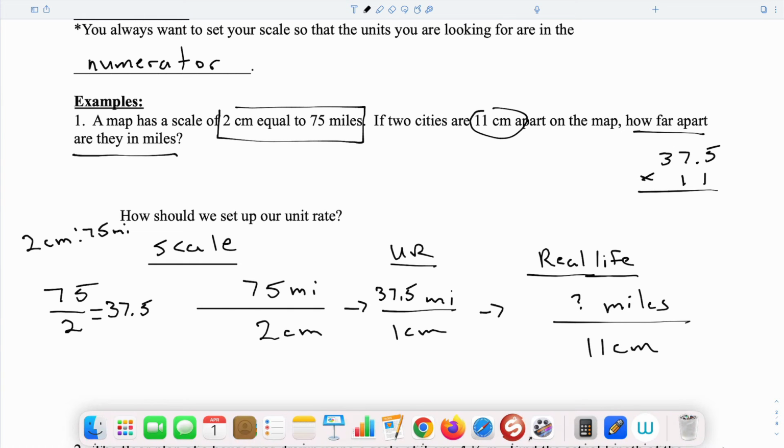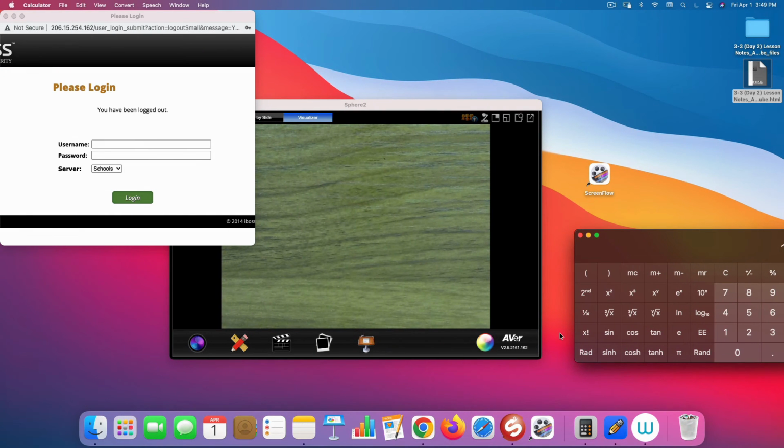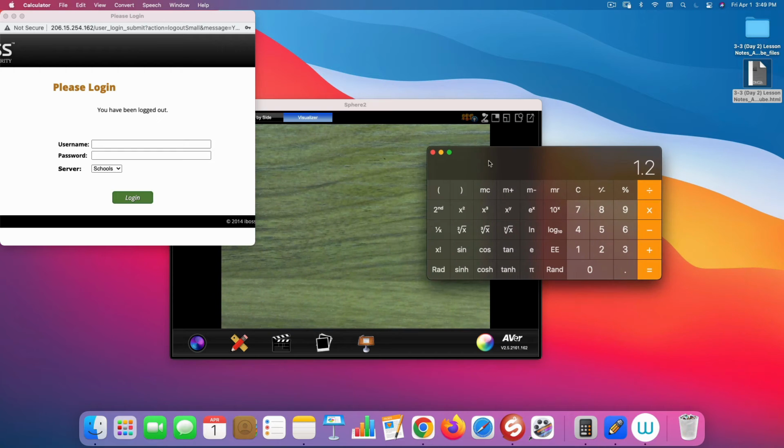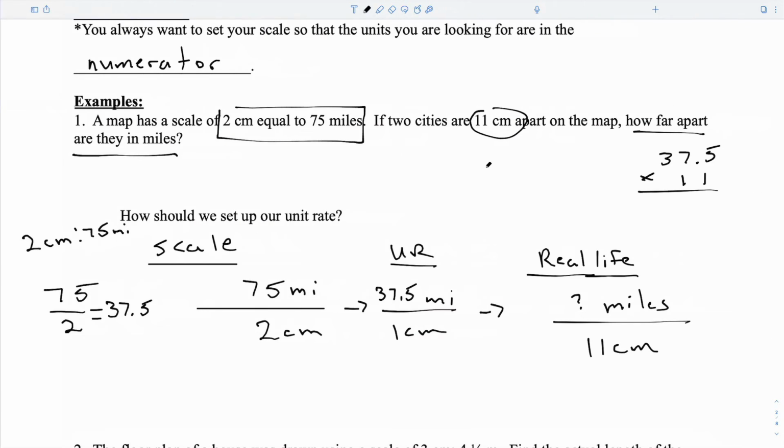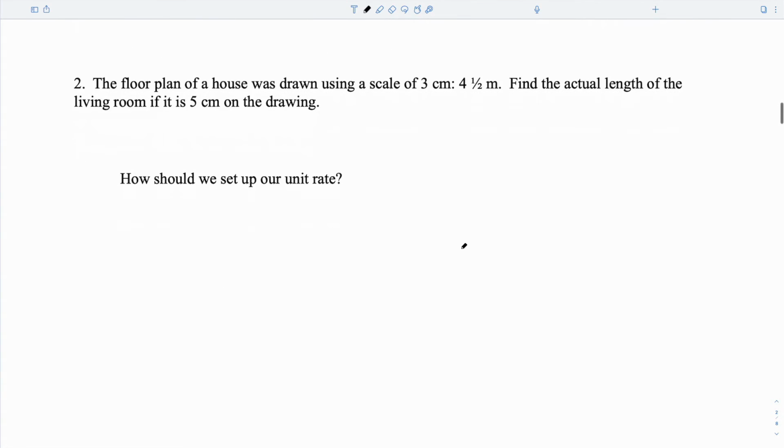And today, before you get to partners, I will allow you to go grab a calculator. But let's do this one on the board. Looks like it's 412.5. So this 11 centimeter distance on a map is actually 412.5 miles. That's your answer. Okay, let's get a little trickier.